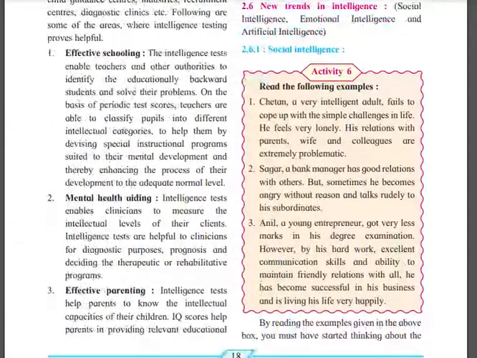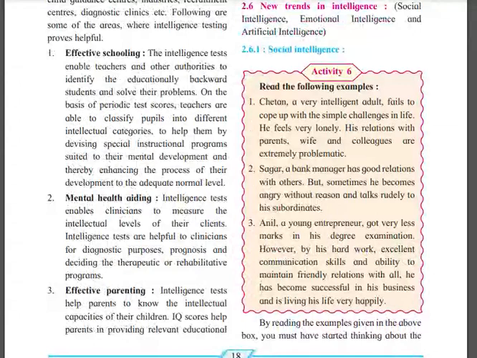In effective schooling, intelligence tests enable teachers and other authorities to identify educationally backward students and solve their problems. On the basis of periodic test scores, teachers are able to classify pupils into different intellectual categories to help them devise special instructional programs suited to their mental development, thereby enhancing the process of their development to the adequate normal level. It also helps teachers identify the child's intellectual problem, and accordingly they develop programs for that child.